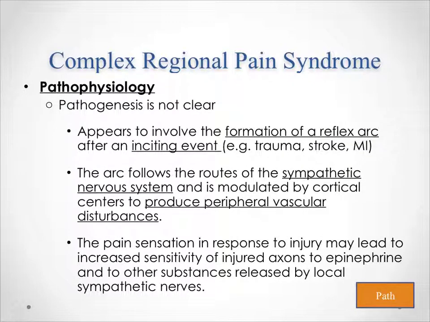The pathophysiology of this syndrome is unclear, and the theories that are out there can be rather complex. So hopefully I broke it down here for you in some easy, understandable concepts. All right? Here's what we generally know or what we hypothesize about the condition. That there appears to be involvement of the formation of a reflex arc after the inciting event, whether it was an injury or a vascular event. All right? The arc then follows the route of the sympathetic nervous system, which is modulated by the cortical centers, and it produces a peripheral vascular disturbance. The pain sensation in response to the injury may lead to increased sensitivity of the injured axons to the neurotransmitter epinephrine and other substances released by local sympathetic nerves. Now that's a little confusing, but we're going to clear it up here for you in just a second.